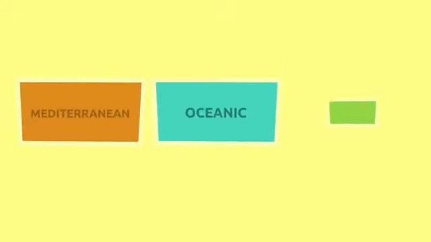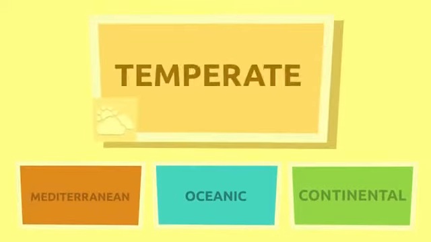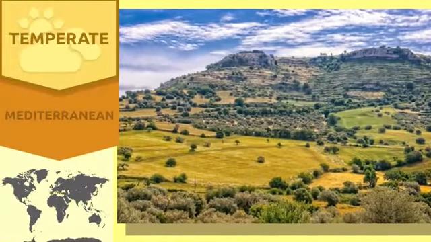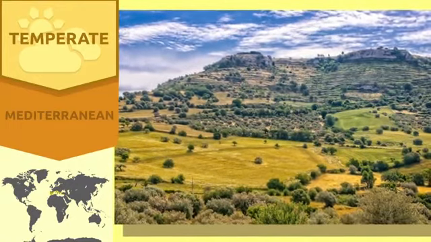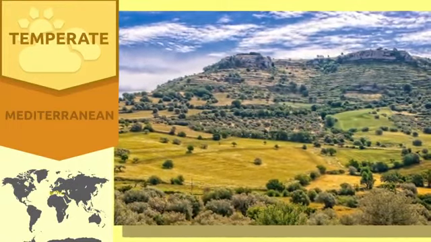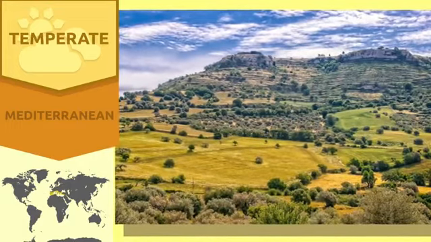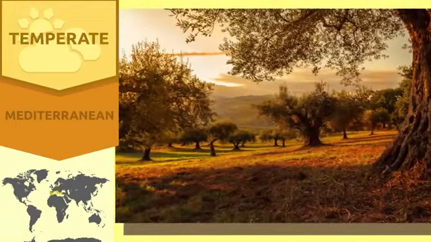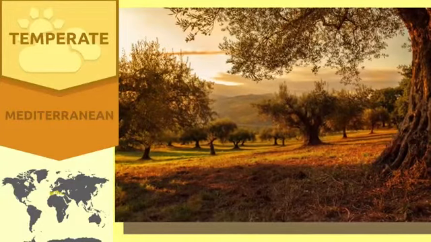The Mediterranean climate, the oceanic climate, and the continental climate are temperate climates. The Mediterranean climate is located along the Mediterranean coast and some parts of its interior. Temperatures are high during summer and mild in winter. Precipitation is not heavy. It hardly rains during the summer months.